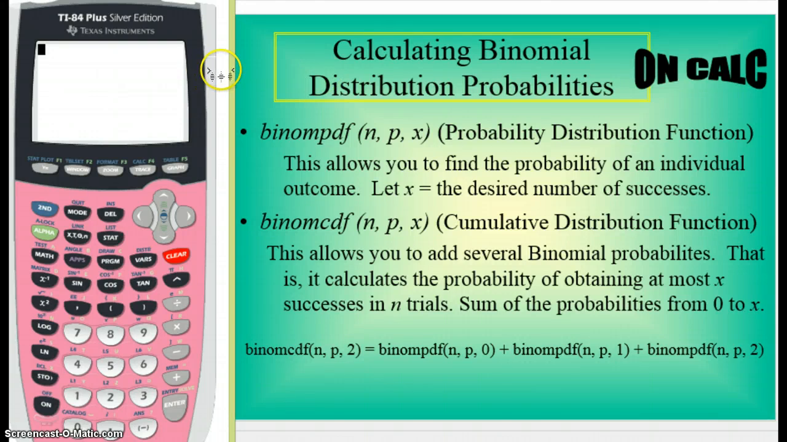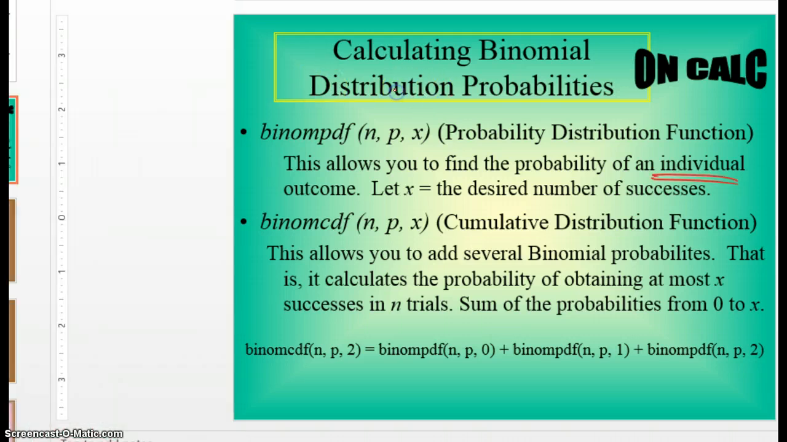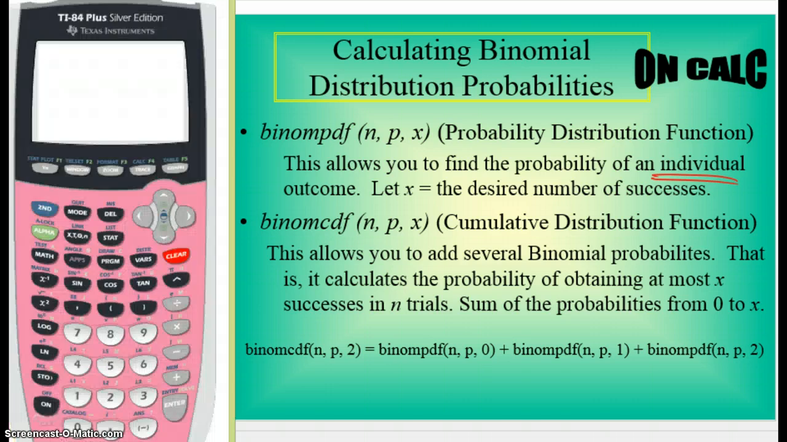So you're going to enter your n, your p, and then whatever the x value is of your probability, your desired number of successes. PDF allows you to find the probability of an individual outcome, one specific outcome, whereas CDF allows you to find the probability of several outcomes. So CDF will always be the probability that X is less than or equal to some value. Okay, and this value is what goes in here. It's always less than or equal to.